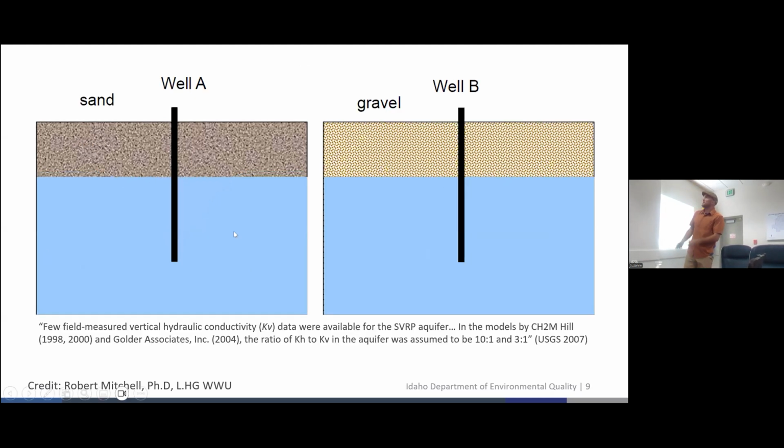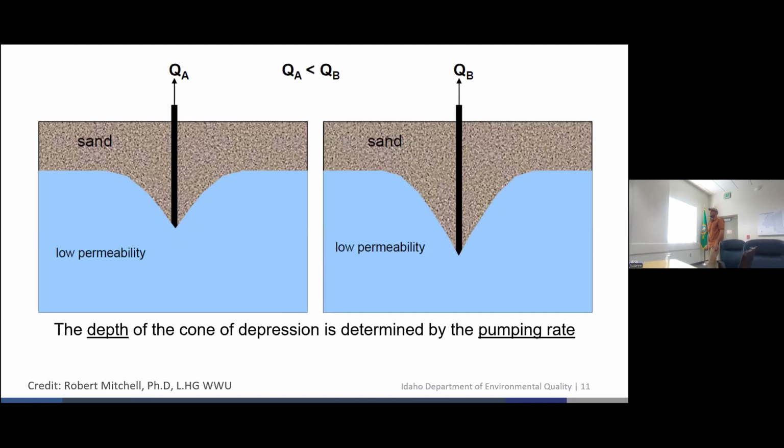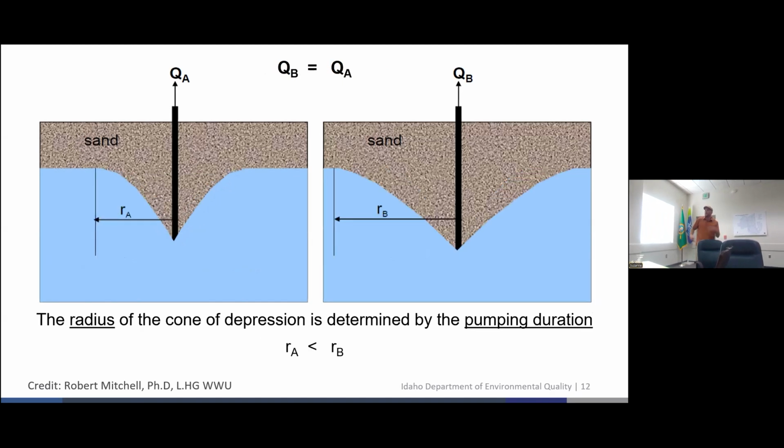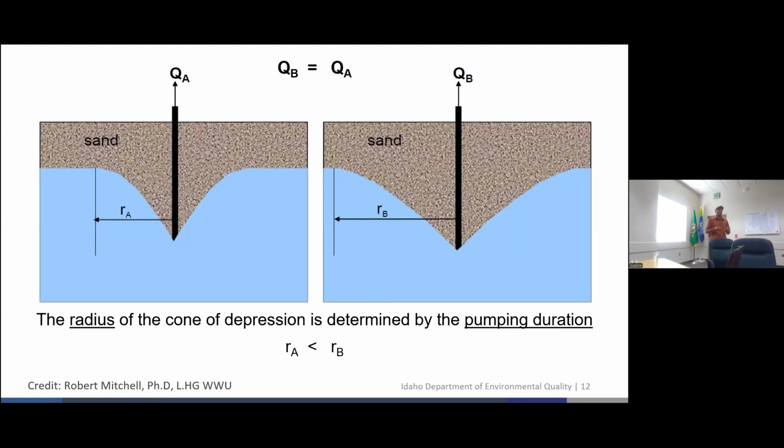I'm going to go for the first slide. So, you got sand, gravel, same pumping rate. You're going to have a steep cone versus a shallow cone. You go to the next, you have the same material, and a higher pumping rate and a lower pumping rate. The depth of the cone is going to be determined by the pumping rate. The radius is how long you're pumping. So all these go into making a determination of getting a legit pumping test to get real data.